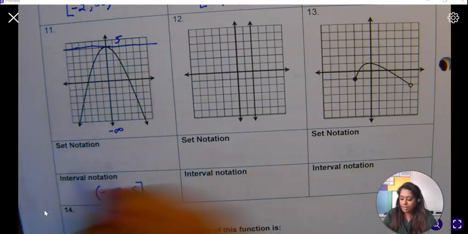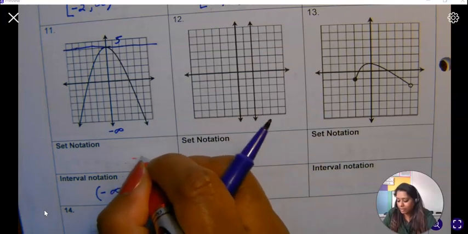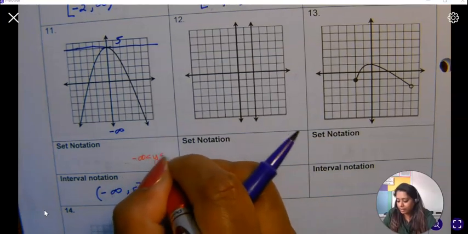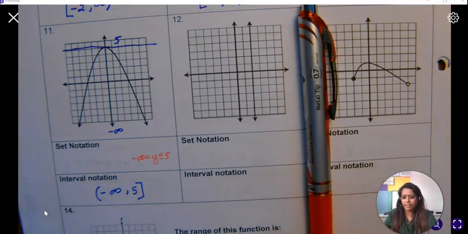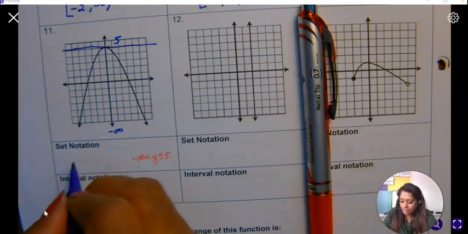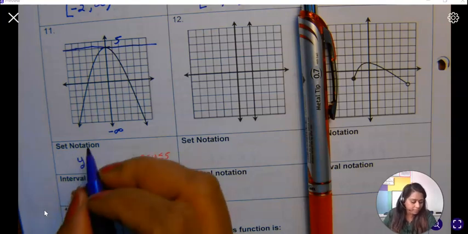And then again, it's not wrong if I say from negative infinity, but we just don't write it like that. There's a much better way to write this. We're going to say y is less than or equal to 5.